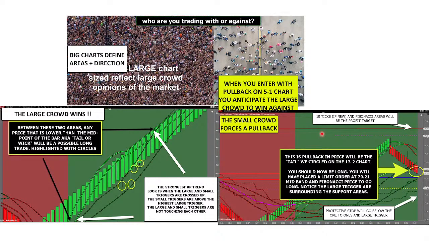The small crowd has enough money to create these little shoves, these little retracements against everything the large crowd wants. But the great thing is that the small crowd typically fails 70 to 80% of the time. They're not trying to change the trend most of the time. They're just trying to take quick profits or jack with the large crowd people. We're going to use the small chart to pinpoint exactly where the small crowd is most likely to fail, and this will become your entry for the highest probability trend trade.